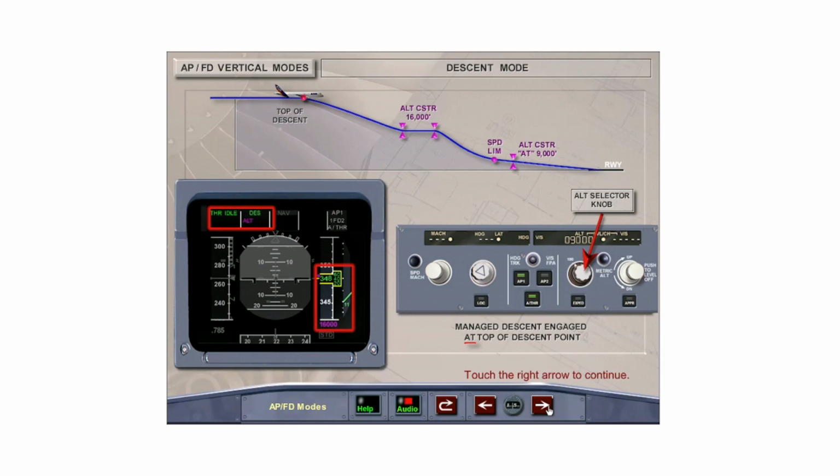When the descent mode is engaged at the top of descent point, the aircraft starts an immediate descent at idle thrust. The FMA displays thrust idle in the auto thrust column and descent in the vertical mode column.